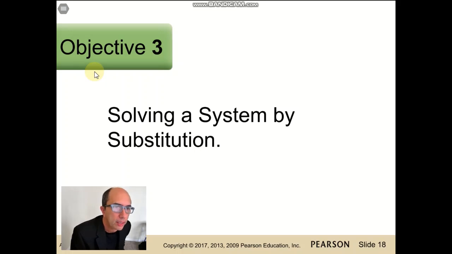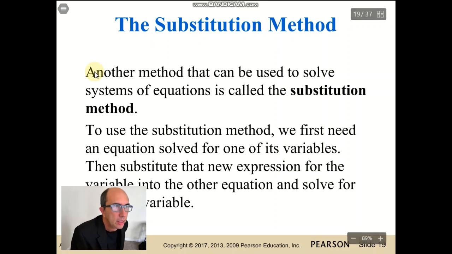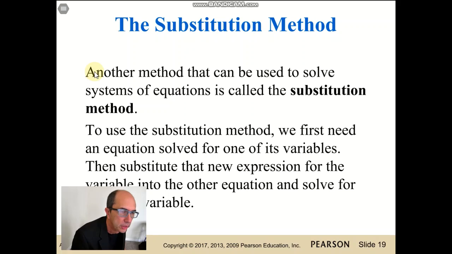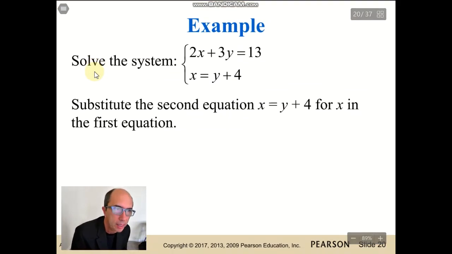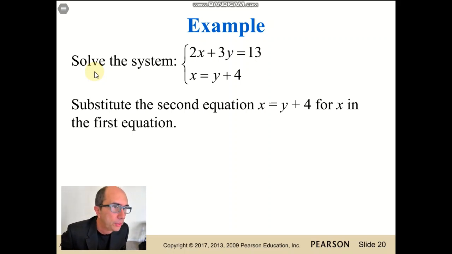Now let's work on objective 3, solving a system by substitution. The substitution method is another method that can be used to solve systems of equations. To use the substitution method, we first need an equation solved for one of its variables. Then substitute the new expression for the variable into the other equation and solve for the other variable. It's better to see an example to understand. Solve the system: 2x plus 3y equals 13 and x equals y plus 4.